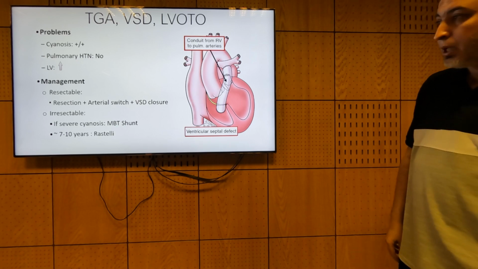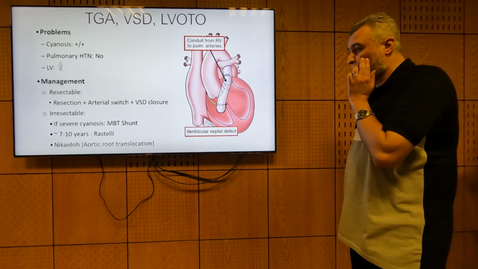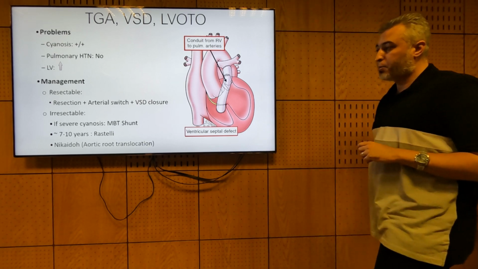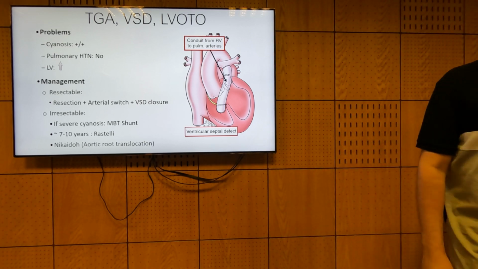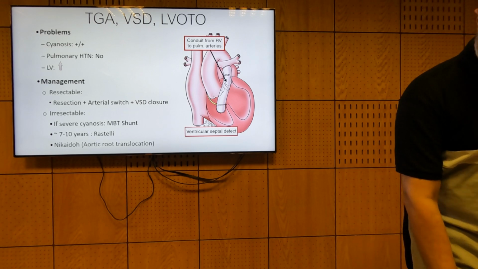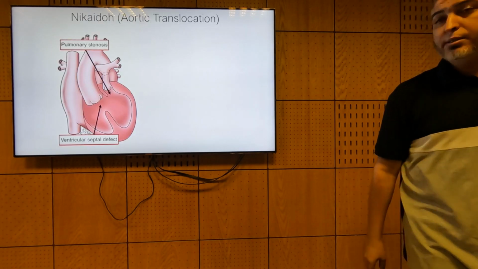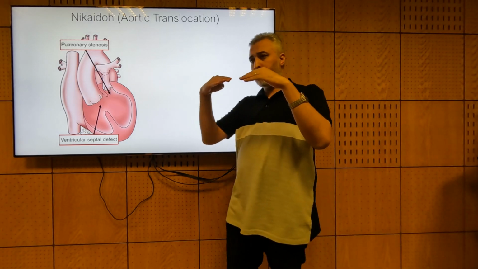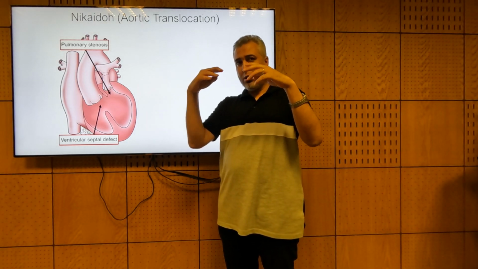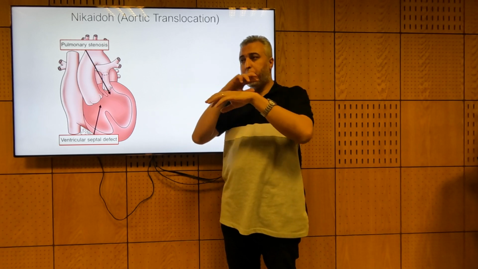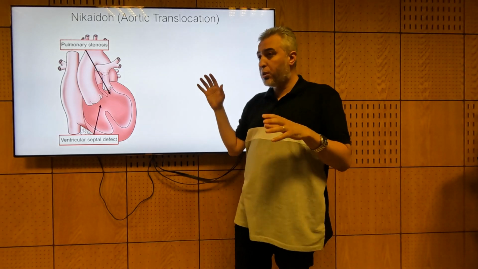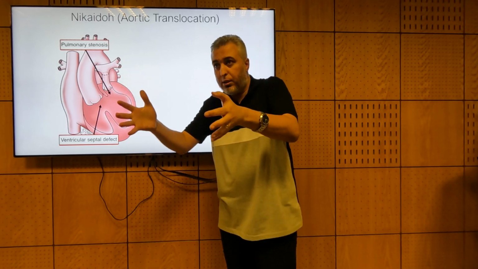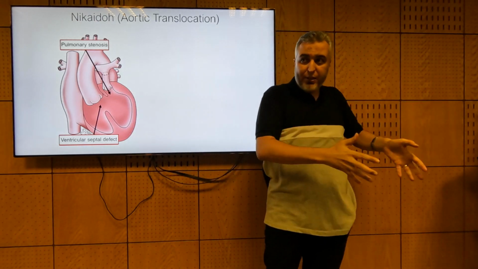So another option here is to do aortic root translocation, which was first described by Nikaidoh. Do you remember when we do the arterial switch? We transected the aorta and pulmonary arteries above the roots, and then we switched these over. In the aortic root translocation, you actually take out the aortic root from the ventricle and translocate that to be above the LV.